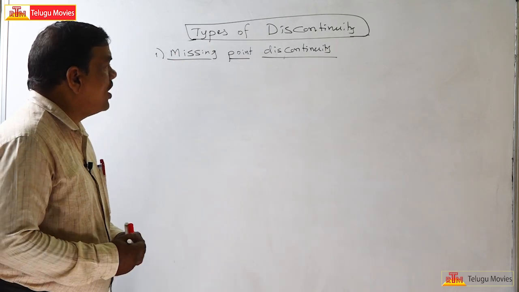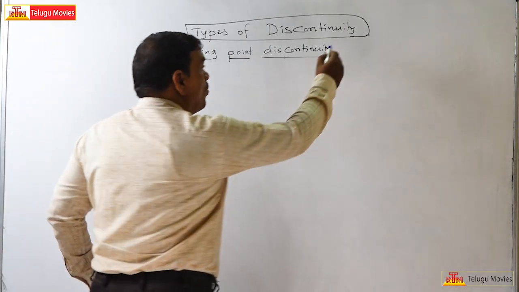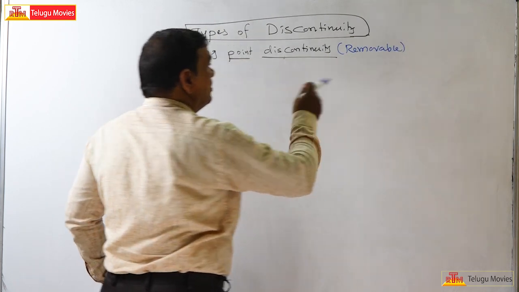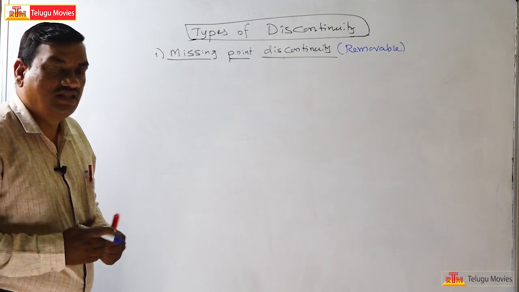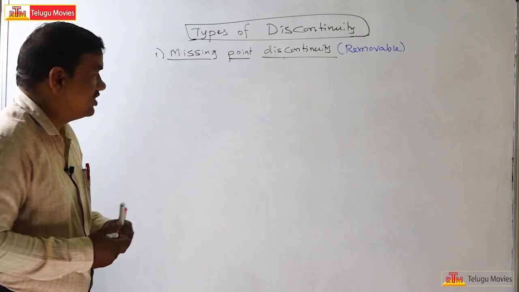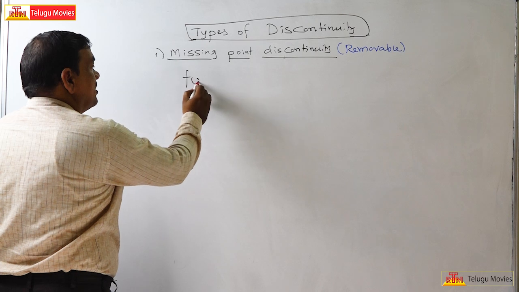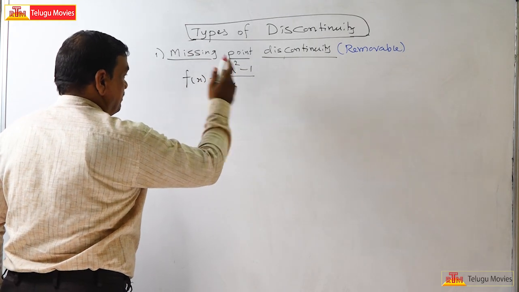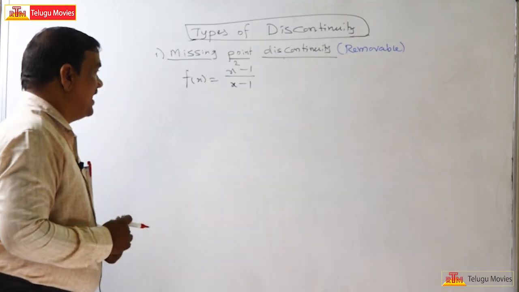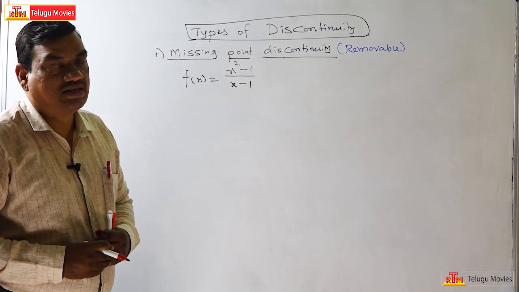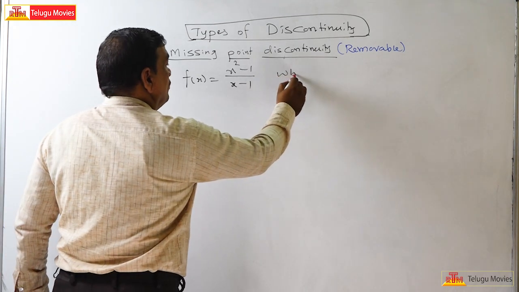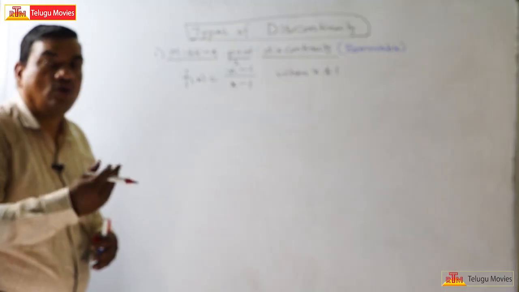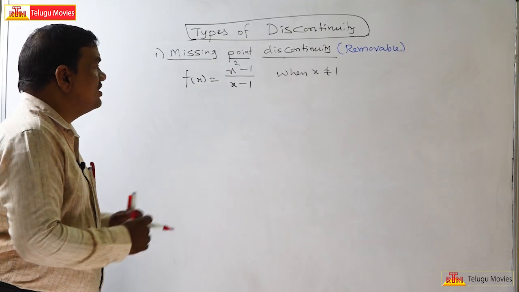Missing point discontinuity is removable, which means we can remove this discontinuity. Let us take one very easy example. Let us take a function f of x defined as x square minus 1 by x minus 1 when x is not equal to 1. If you take x equal to 1, you will get an indeterminate form. So this is the function.